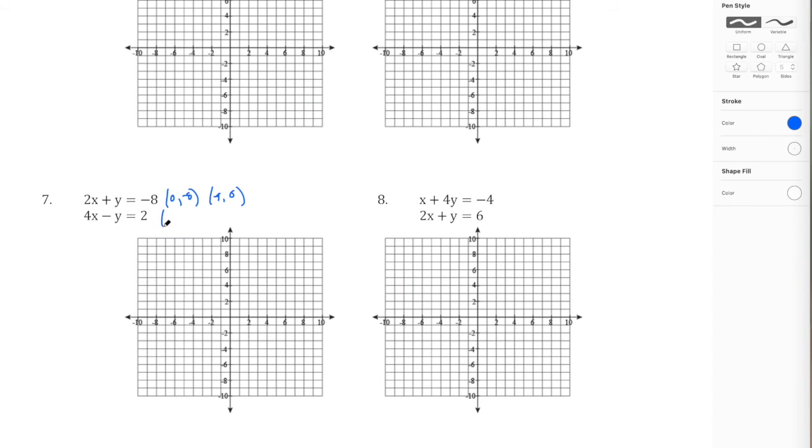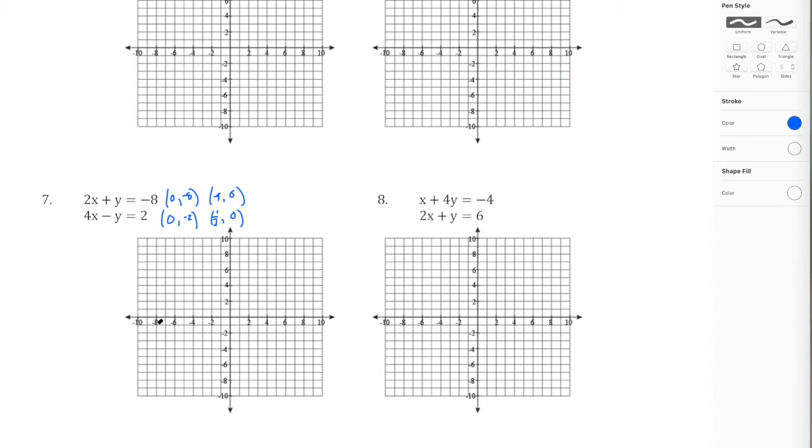Okay, great. Let's do the other equation. So if x is 0, don't forget the negative here, so divide by -1 and we get -2 for y. And if y is 0, we plug in 0 for y, so we divide both sides by 4, and we get 1/2. Oh, that's mean. But we can do it. All right, so the first line has (0, -8) and (-4, 0).